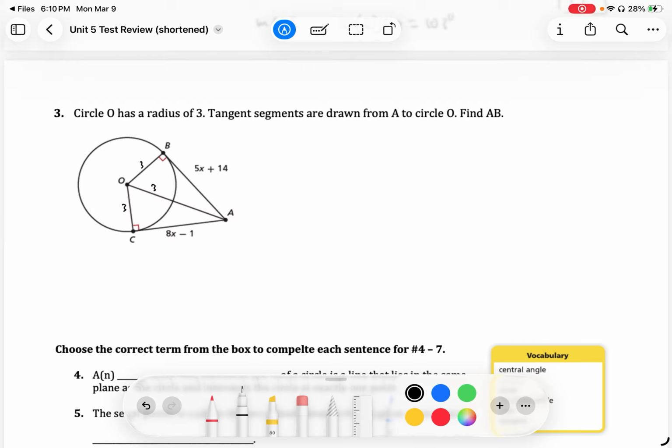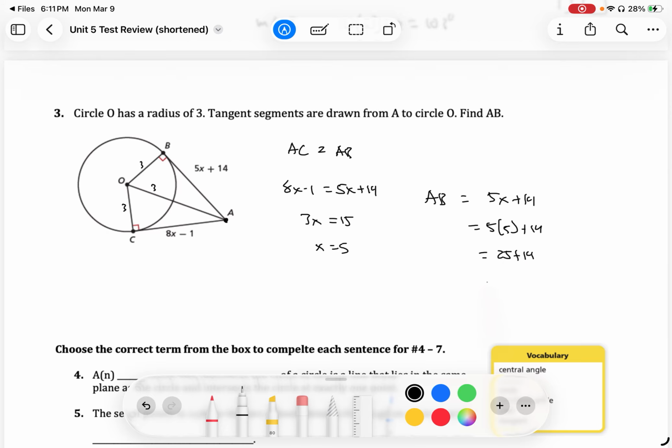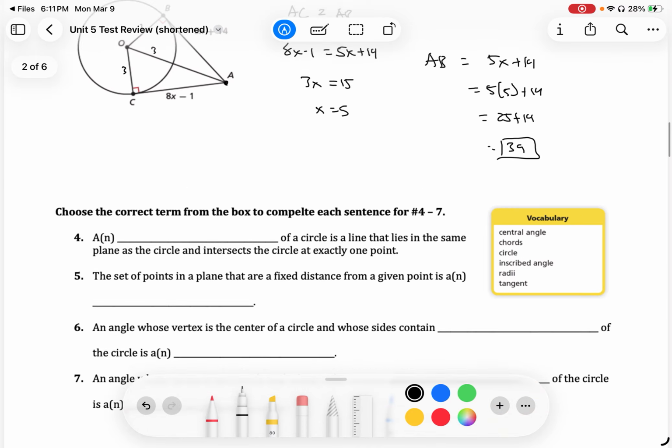Okay, well, basically, I know that if I have two tangents drawn from the same point, they are equal. So AC, or they have equal length, is equal to AB. Therefore, 8x minus 1 equals 5x plus 14. So 3x equals 15, x equals 5. The length of AB is equal to 5x plus 14, which is going to be 5 times 5 plus 14, which is 25 plus 14, which is 39. So the length of AB is 39, so is the length of AC. We didn't really even need to know the radius for this problem.